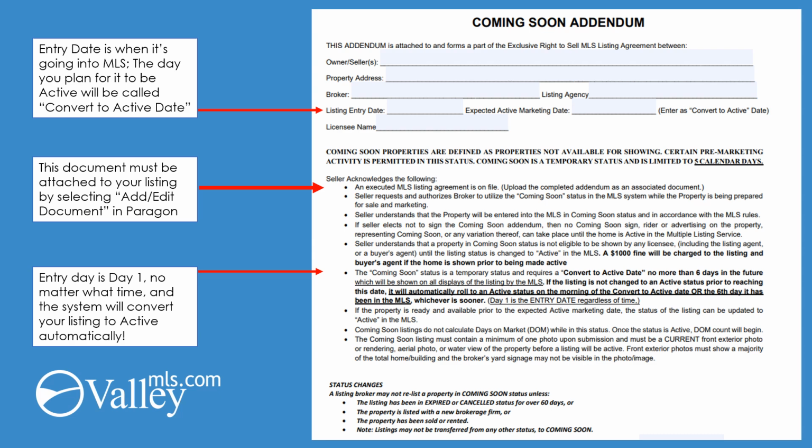So there are some important things to acknowledge that the seller knows that they are going to be required to follow as well. The third arrow says entry day is day 1, no matter what time, and the system will convert your listing to active automatically. So after those 5 days have occurred, Paragon will automatically transition that status from coming soon into active. So again, it's really important to follow the rules on this one because there is a $1,000 fine if any one of those bullet points or part of the coming soon rules are not adhered to.